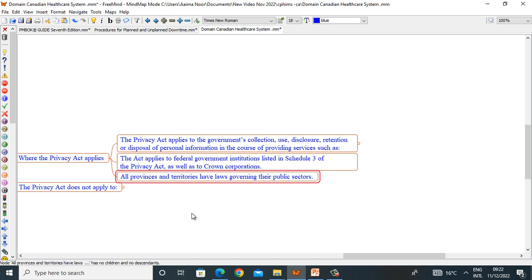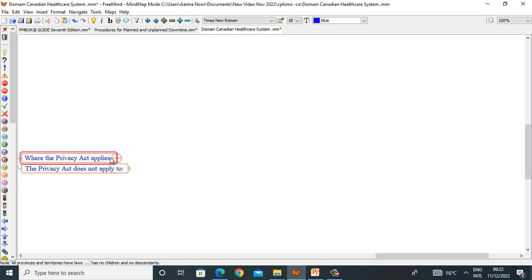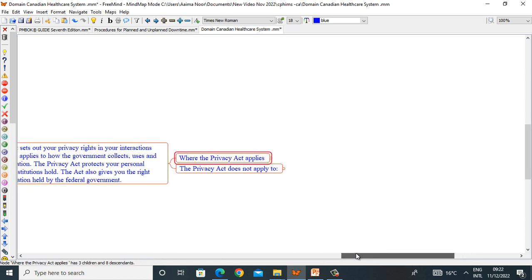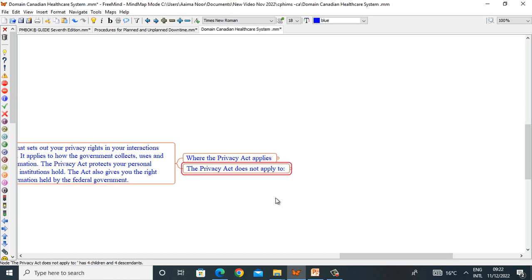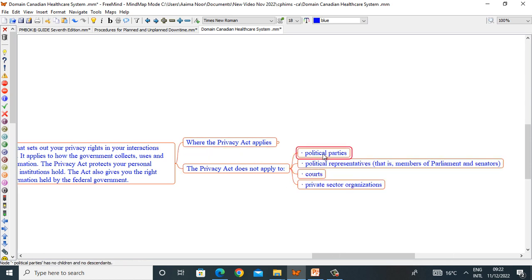All provinces and territories have laws regarding their public sectors. The Privacy Act does not apply to political parties, political representatives, that is members of parliament and senators, courts, and private sector organizations.